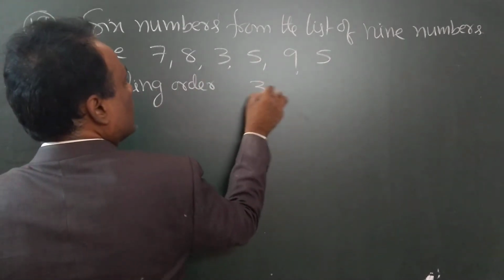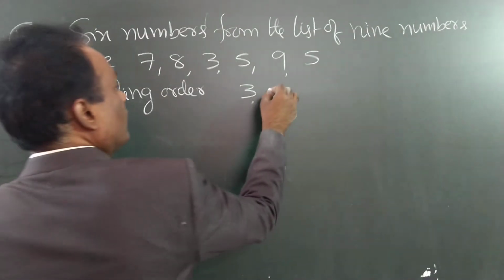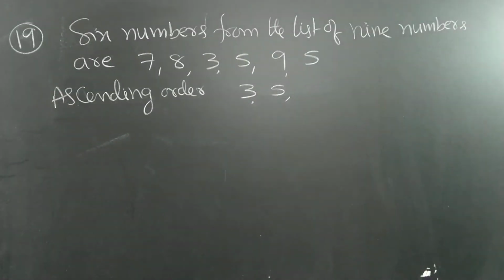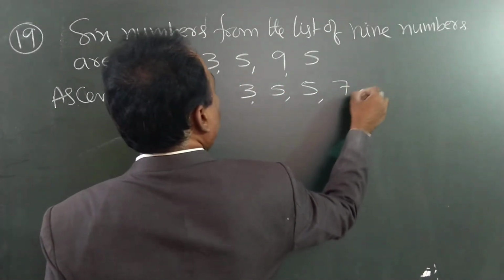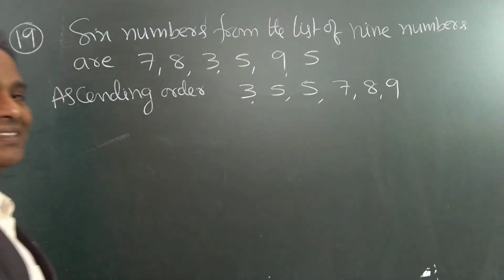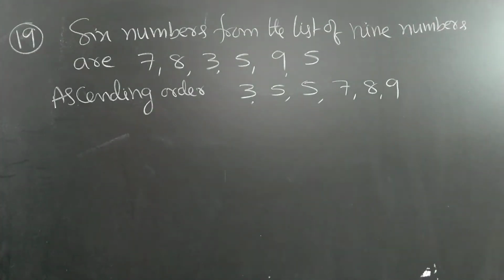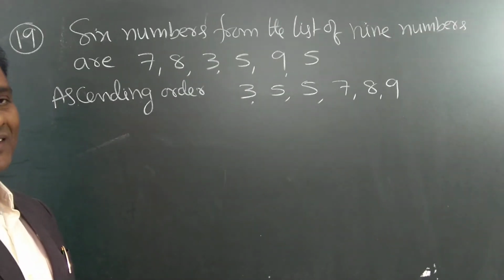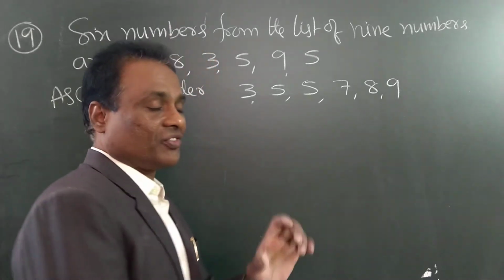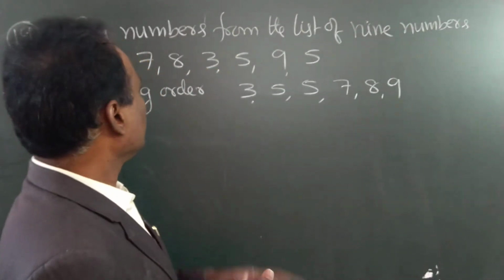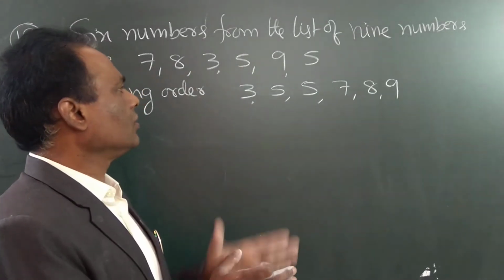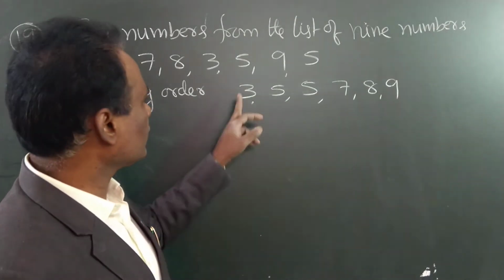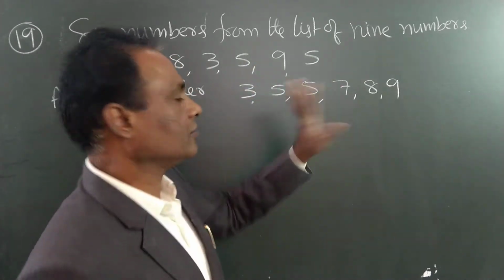Which is the smallest number? 3. 5, smallest number, 3, 5, 5, 7, 8, 9. This is the ascending order. See, the typical question, that means some twisting. 6 numbers are given. I wrote in the ascending order. That's all. I did not do anything. Just ascending order, smaller to greatest. 3, 5, 5, 7, 8, 9.